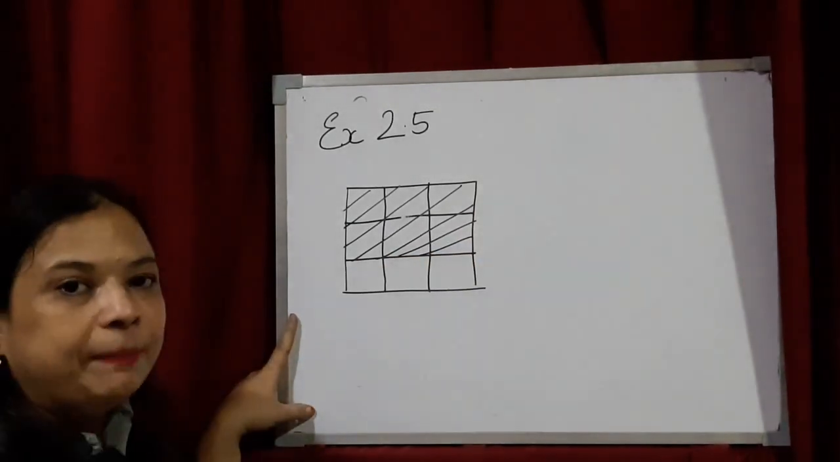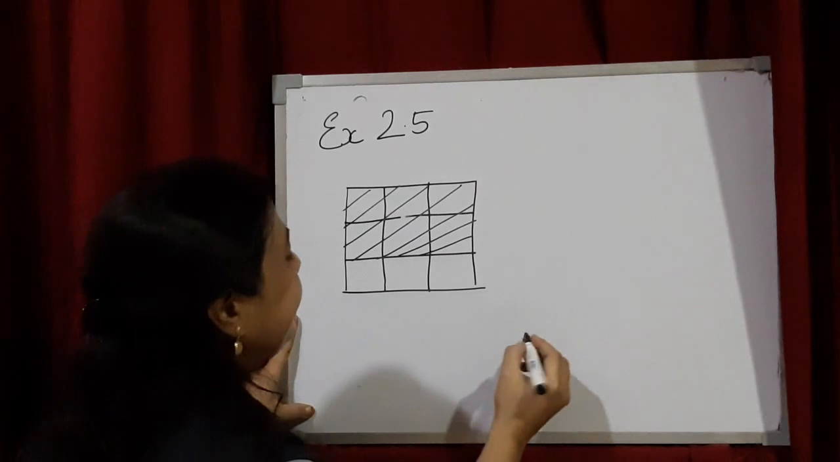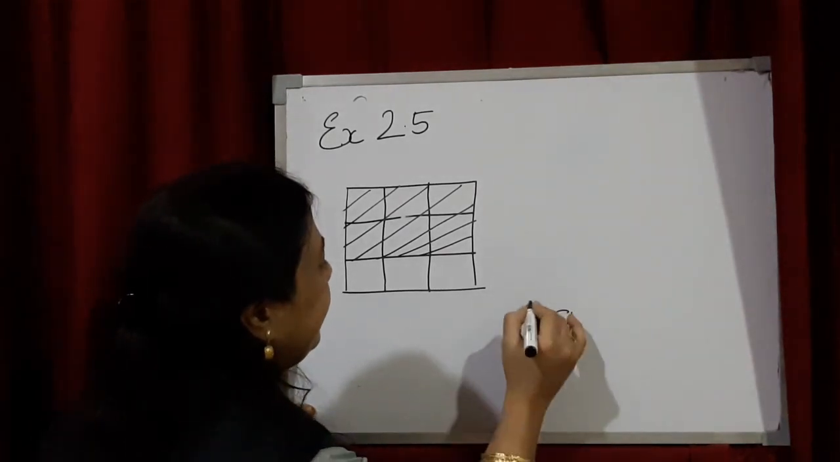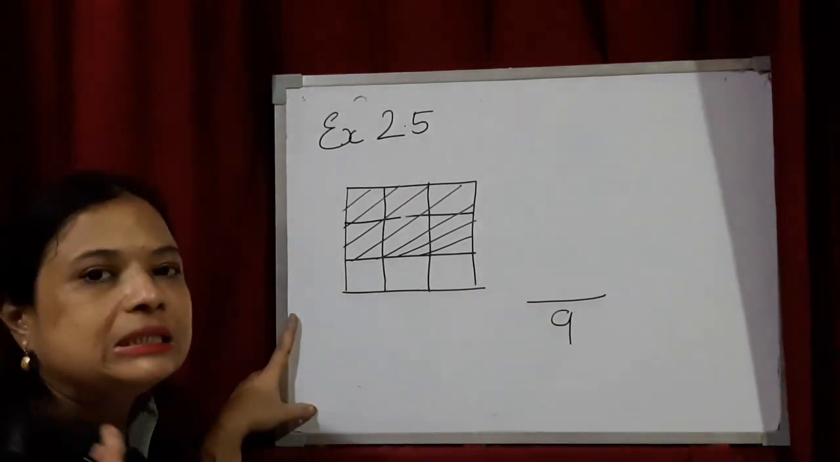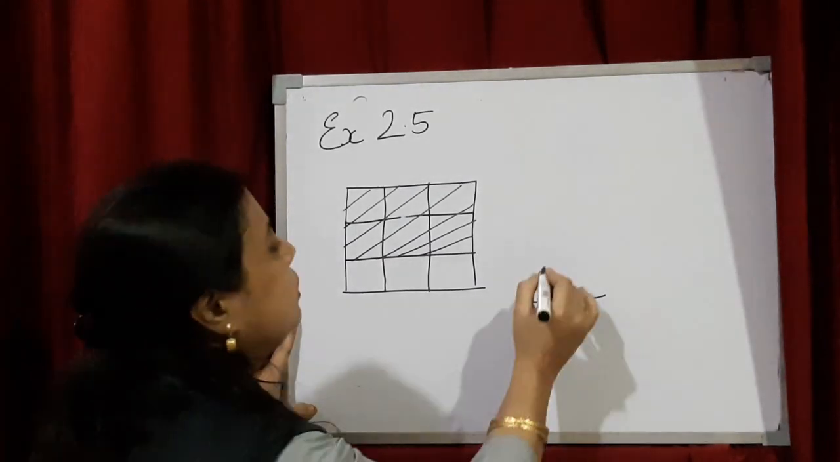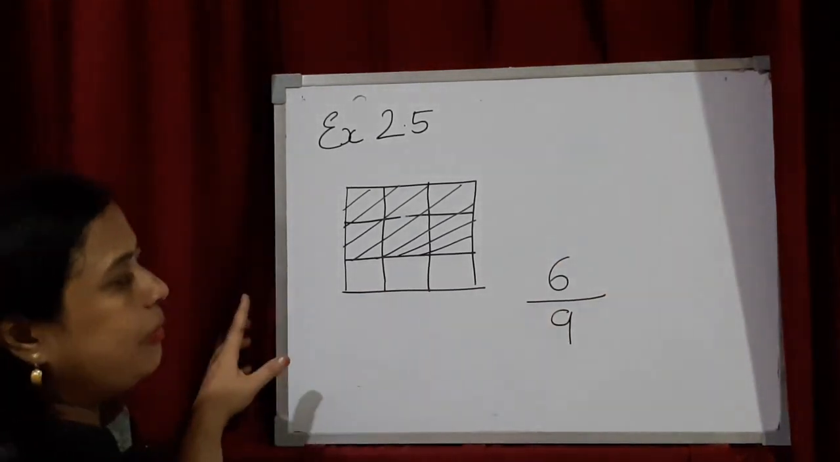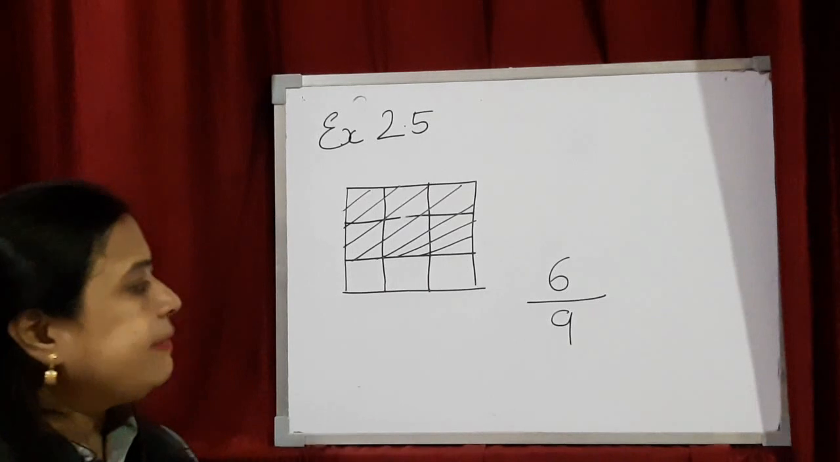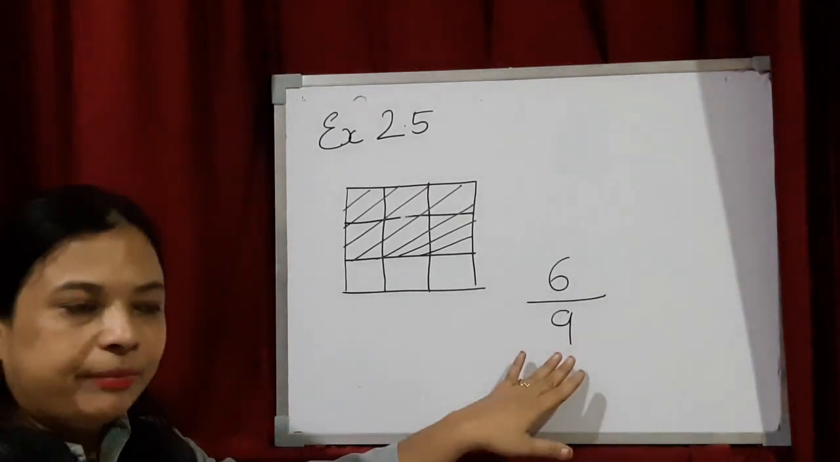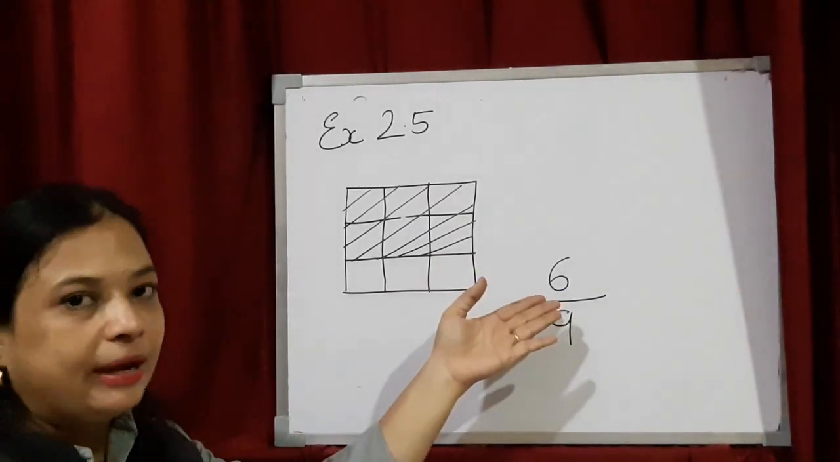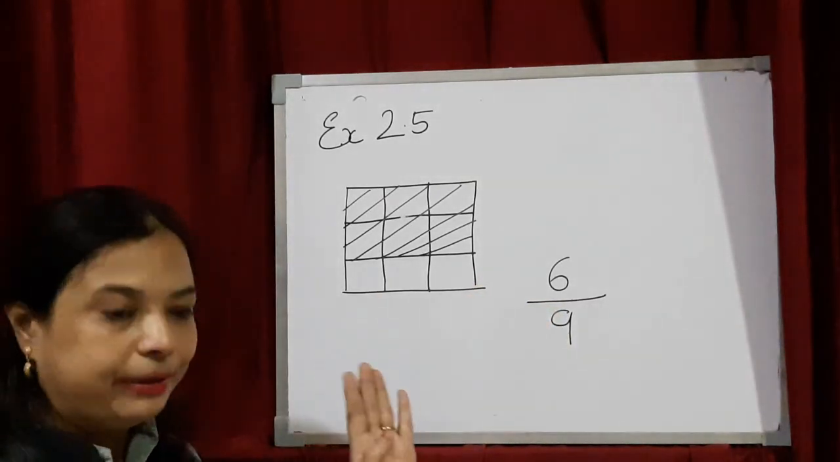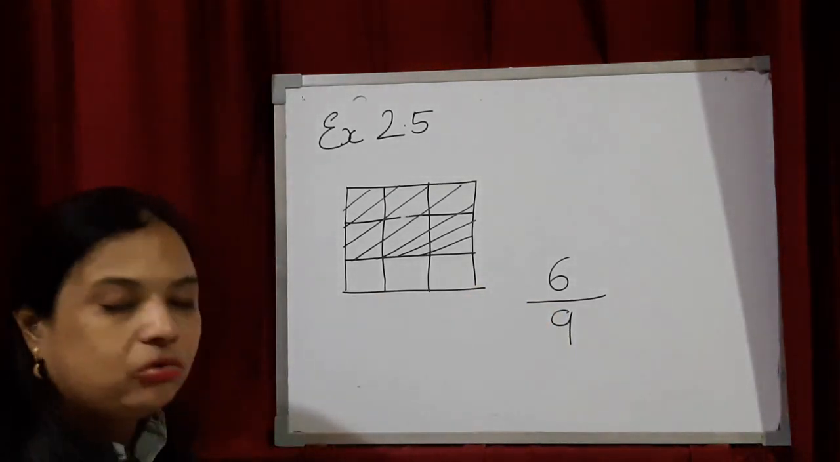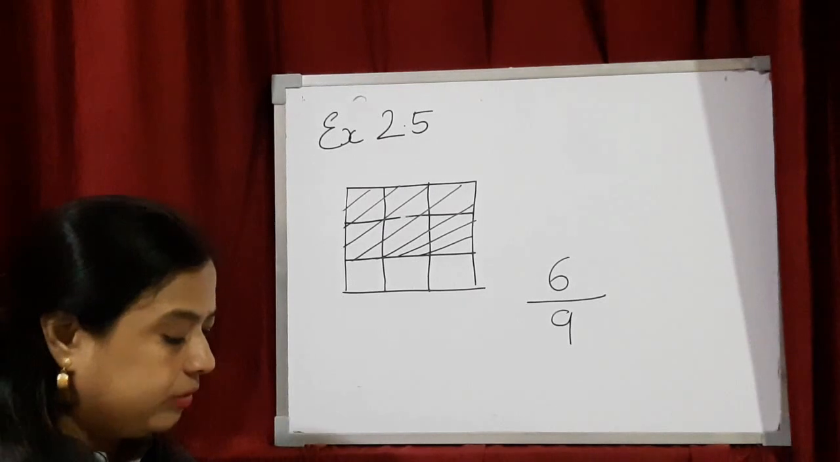Okay, so how many parts are there in total over here? Total 9 parts are there, and out of that 6 parts are shaded. So our fraction will be 6 upon 9. Whatever the total is, you will write in the denominator. Whatever the shaded part is, you are going to write in the numerator. So that exercise you are going to complete in your Canopy book.